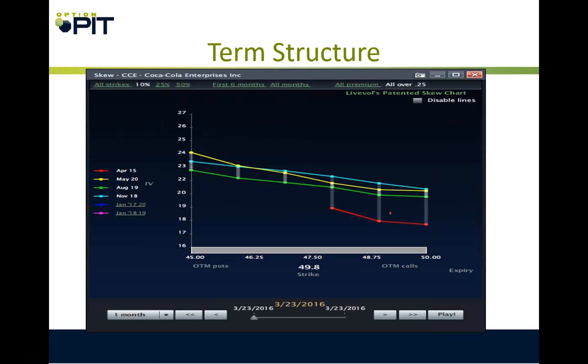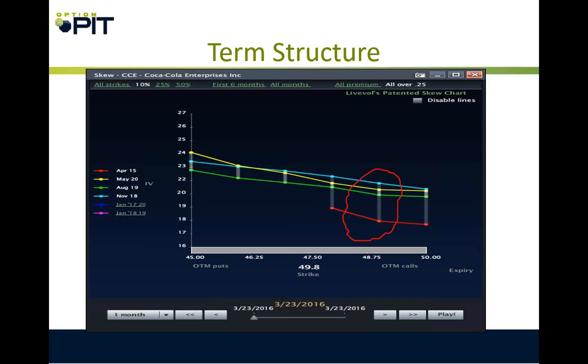Now, what does the term structure look like? There's some earnings in there, but take a look here. This is at the money. May volatility is more than August volatility, but less than November. August has 2 full earnings cycles in it. So what do you think of the term structure?